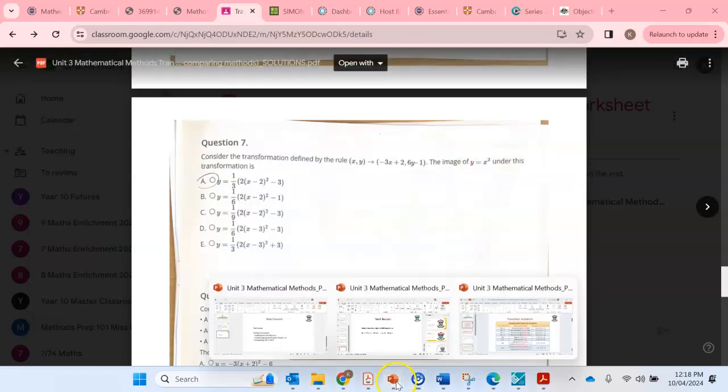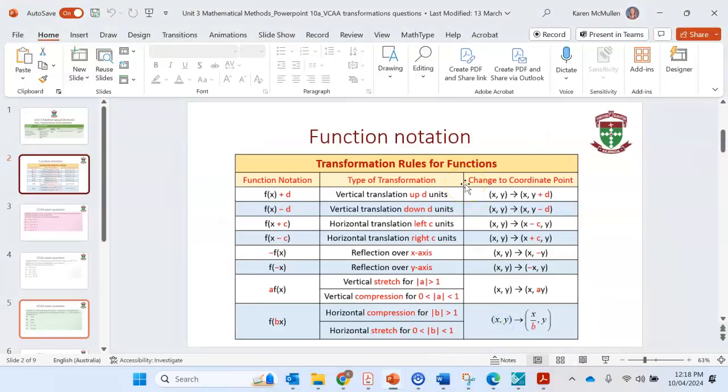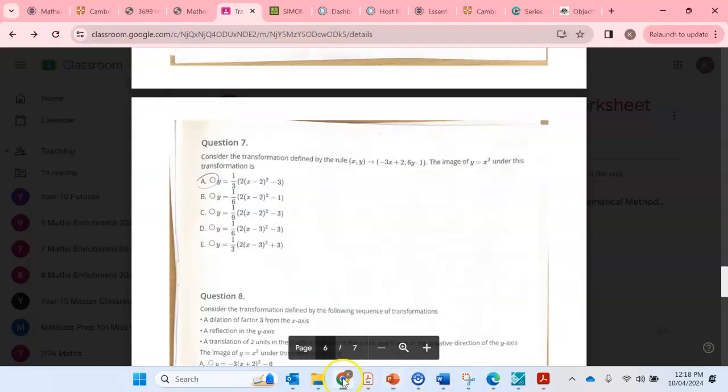If you're doing it on the calculator, which I'm going to show you, just remember your function notation here. So you've got in the left column the function notation, and then in the right column the change to the coordinate point. The one that could be a little bit confusing is what is happening to your x. If we go back to the question and have a look at the x, we've got a dilation, a reflection, and a translation. If you were to rearrange that and use mapping, you would be fine, but it's a little bit more confusing when using the calculator.